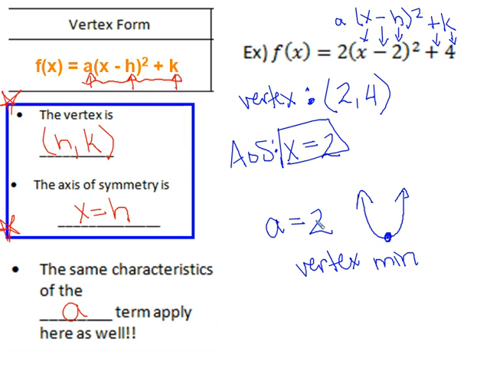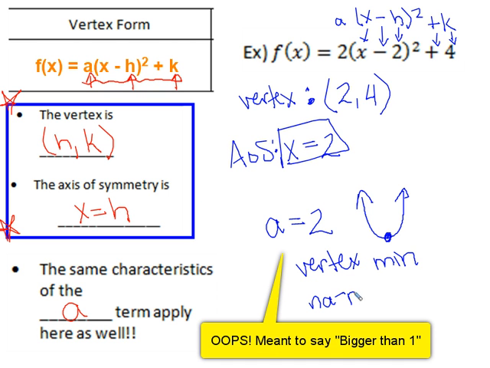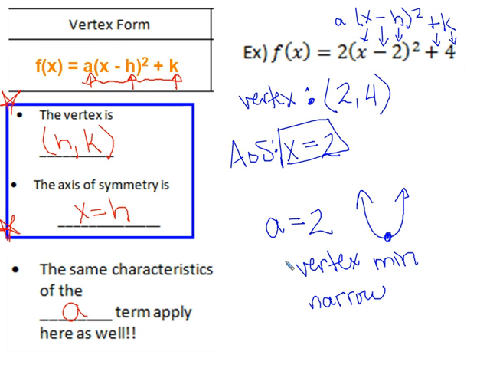And also, since a equals 2 is bigger than 1, we are going to have a narrow graph. It's going to be very, very thin. All right, so that's vertex form.